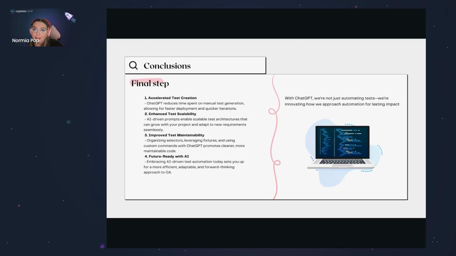4. We are future ready with AI. By integrating AI into our QA process today, we're preparing for a future of smarter, more adaptive testing. Using ChatGPT, we're not only automating, we're transforming QA into a proactive, AI-enhanced approach that ensures quality and efficiency in the long run.